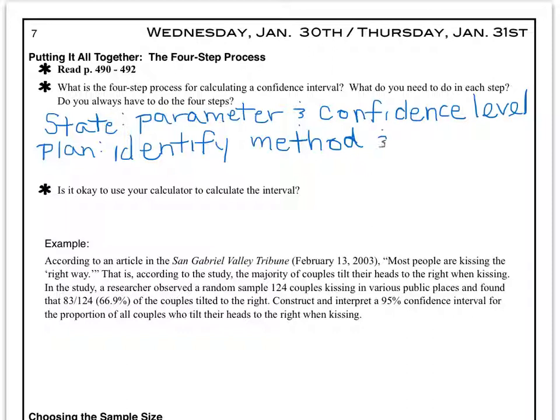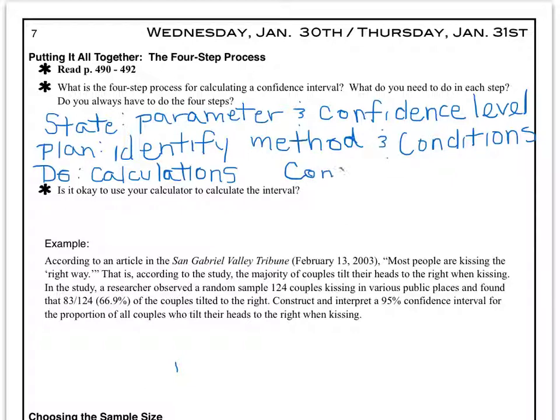The other thing you want to do in the plan step is to check your conditions. Okay, remember our conditions are random, normal, and independent. Then we want to do the do part, which is where we actually do our calculations. And then we finally want to conclude. And when we conclude, we want to interpret the interval in context.